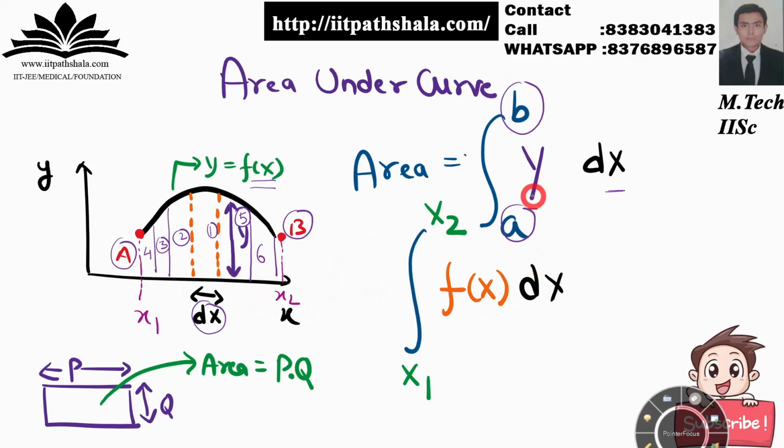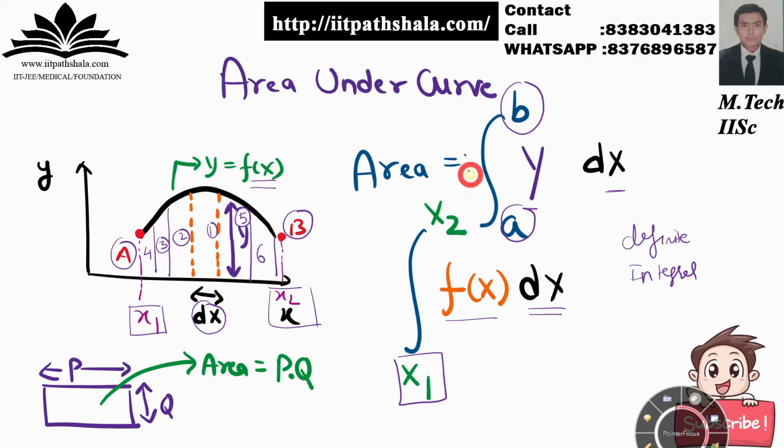As you can see over here, y can be replaced by f(x) because I have given you that y is a function of x. This is dx. You are using the principle of definite integral. Now the limits are given to you: at point A the value of x is x1, this is your x1, and at point B the value of x is x2. Fine with that? So after calculating this definite integral, you will get your area under the curve.